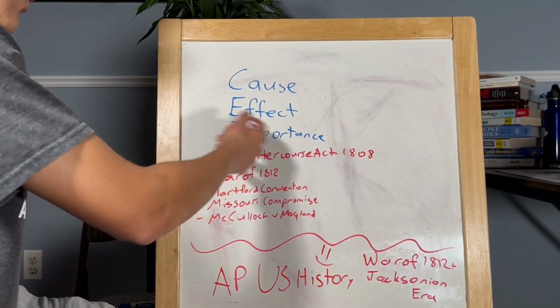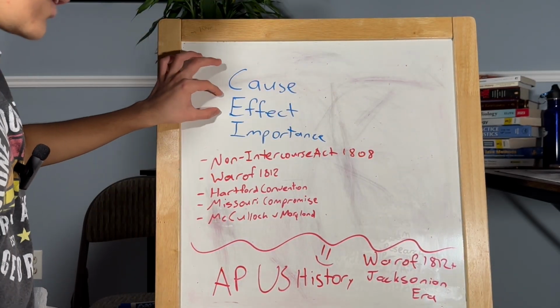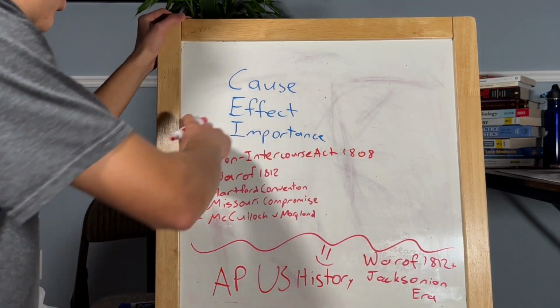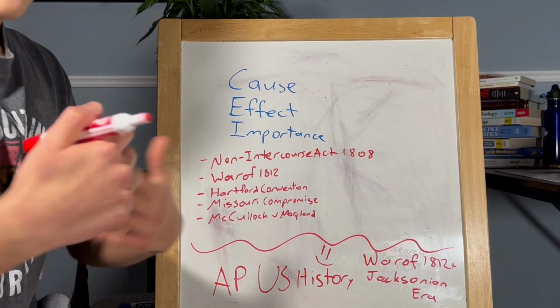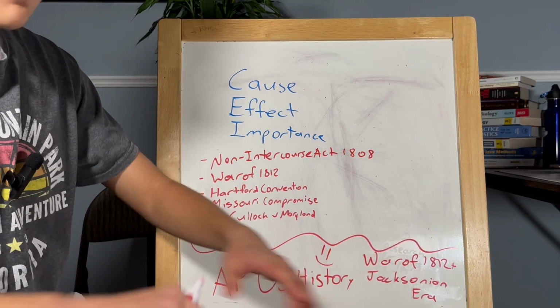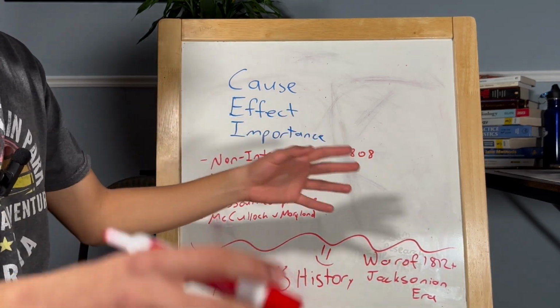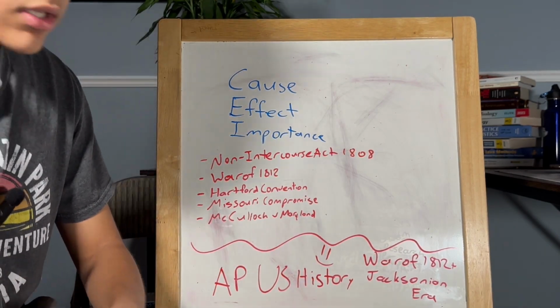Then we have the Treaty of Ghent, that ends the War of 1812. Eventually, basically nothing happens. It goes back to the pre-war territories.